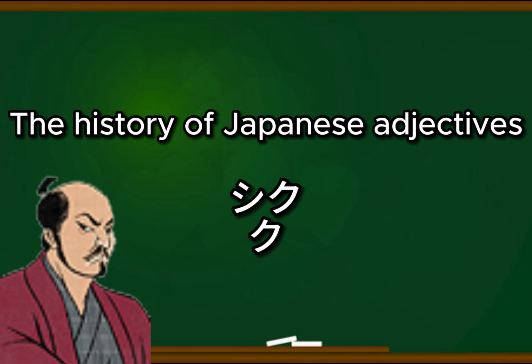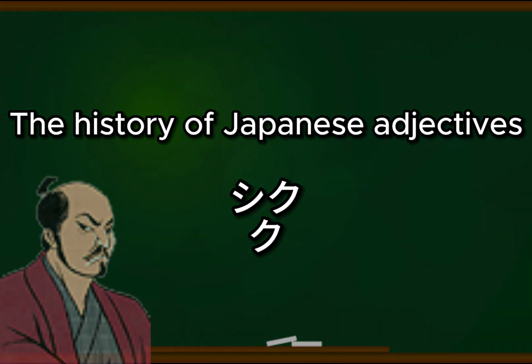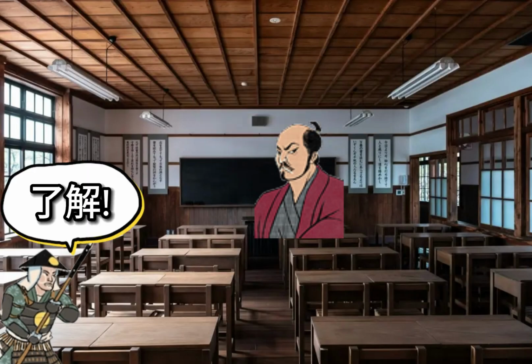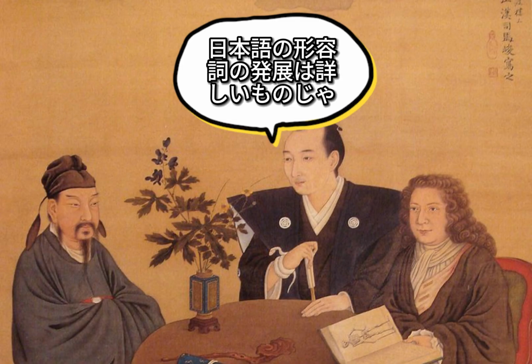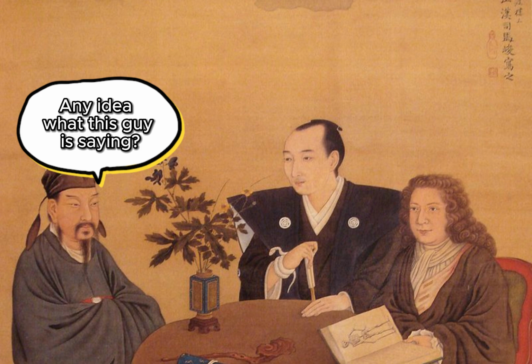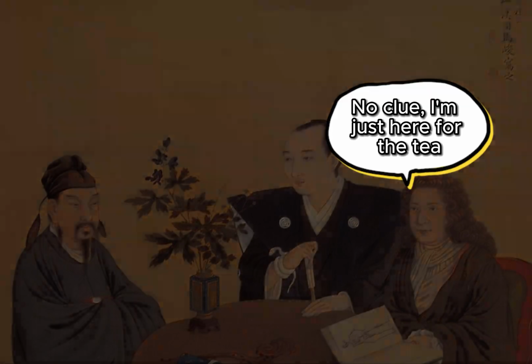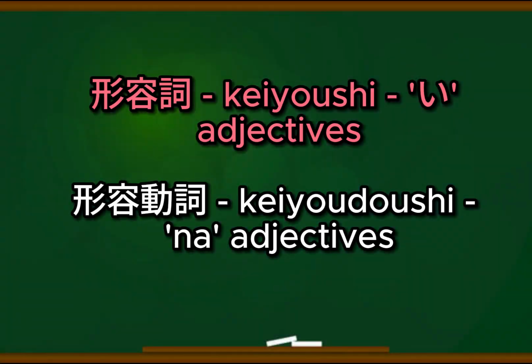Today I'll be talking about the historical development of adjectives in Japanese. It is really useful to look at this historical development because it helps us to understand how and why Japanese adjectives work the way that they do. So, to start, in modern Japanese there are two types of adjectives.